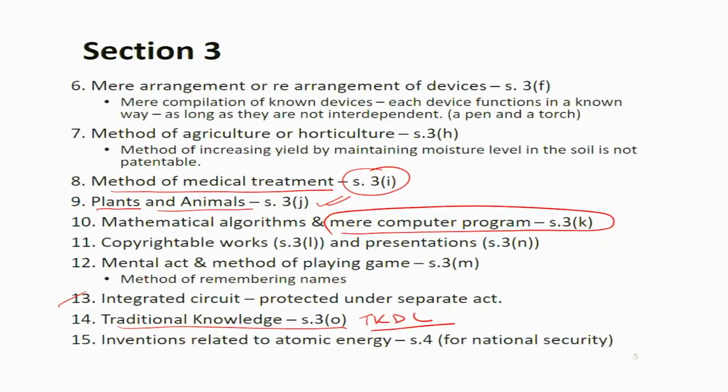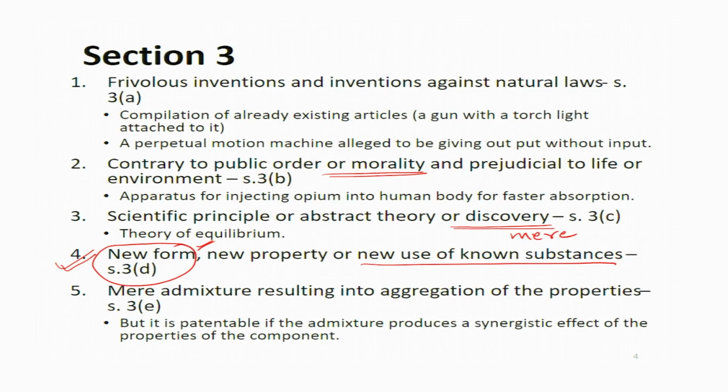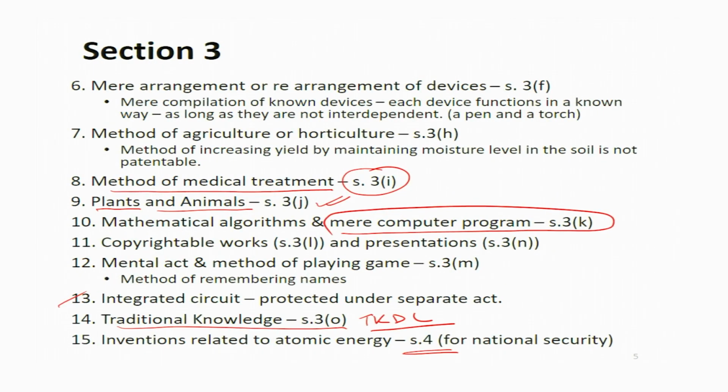Section 4 says, for the purpose of national security, inventions related to atomic energy will not be the subject matter of patent. So this is the list of things which are not patentable: frivolous inventions, inventions which are contrary to public order, morality, scientific principles, abstract theories, mere discoveries, new form, new property, new use, mere admixture, mere arrangement, rearrangement, method of agriculture, method of medical treatment, plants, animals, mere computer program, presentations, copyrightable works, mental acts, integrated circuits, traditional knowledge and inventions related to atomic energy.